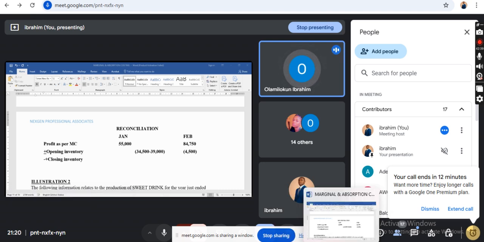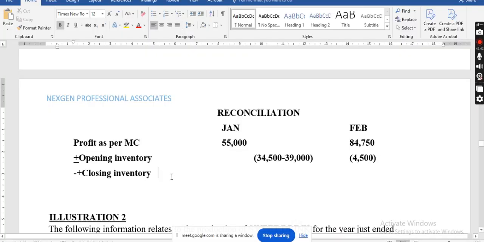I said, can you come again, sir? Okay. You see this minus and plus. Minus and plus means that if your closing inventory for marginal costing is greater than absorption costing, you do what? You subtract the difference. That is why I say minus. You subtract the difference from your profits. But if it is lesser, you add the difference. That is why I say plus, you add the difference.